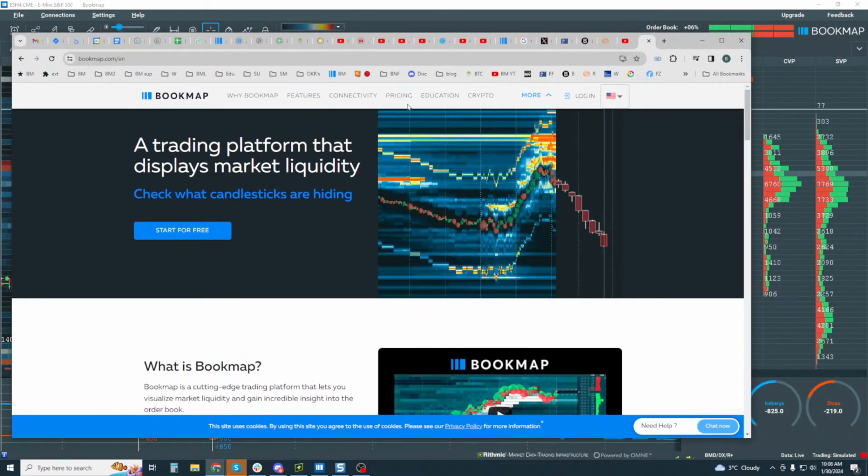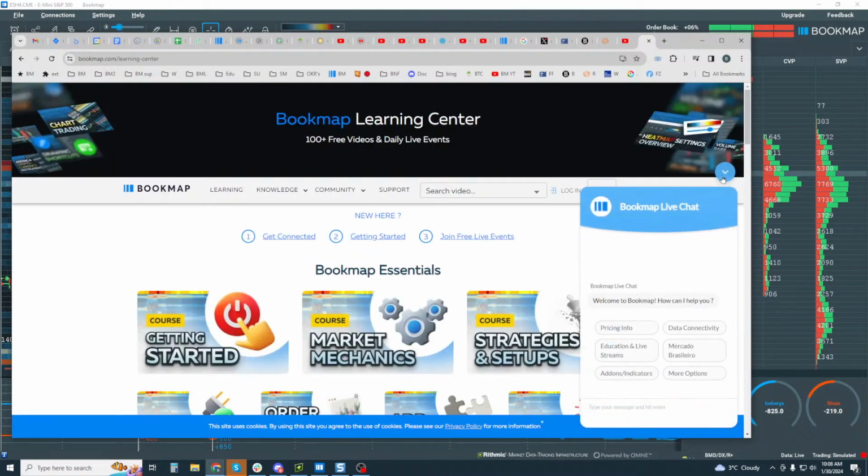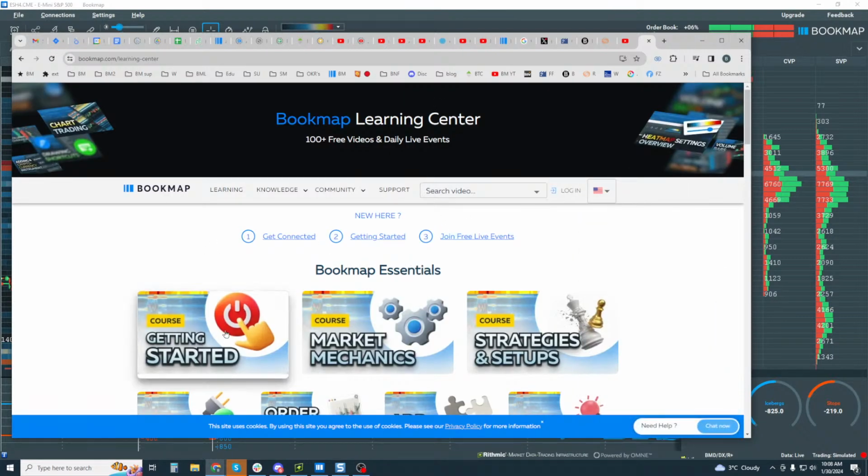On bookmap.com, go to the education button right here on the toolbar. That'll take you to the Learning Center. There's a getting started course on how to use Bookmap and understand the features in Bookmap. There's a market mechanics course that goes over understanding how these markets operate at a very detailed level. And then we have strategies and setups.